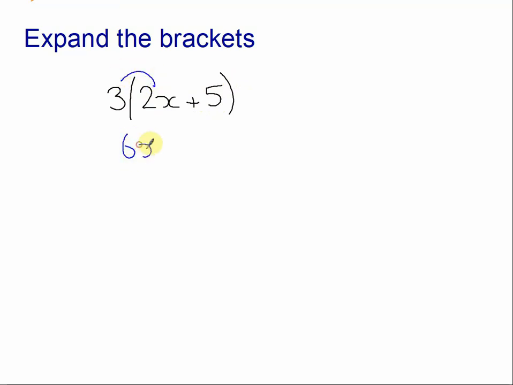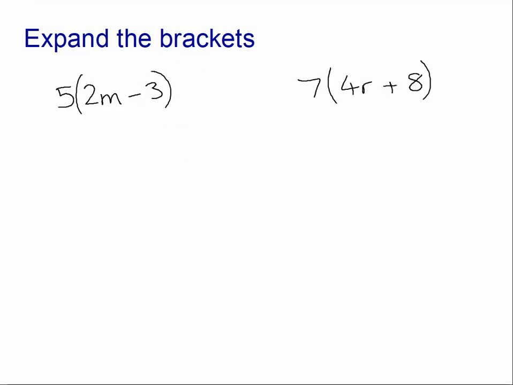3 times 2x is 6x. And I also want 3 of those. 3 5s, well, that's 15. And that 15 is a positive number, so we have a positive sign. Okay, so 2 at a time. So we want 5 of everything in this bracket. So now we have 10 M's.